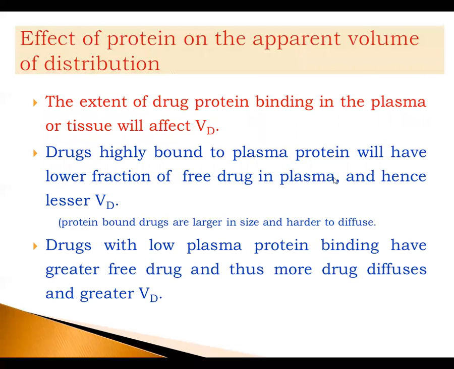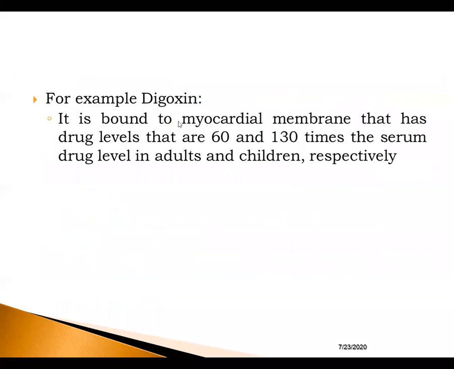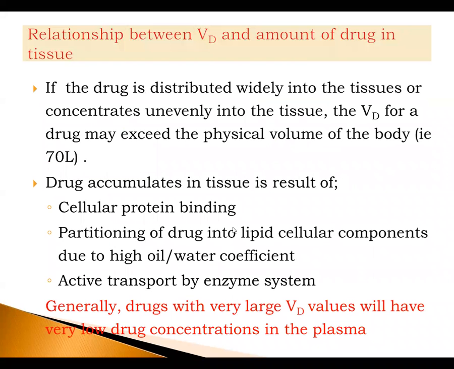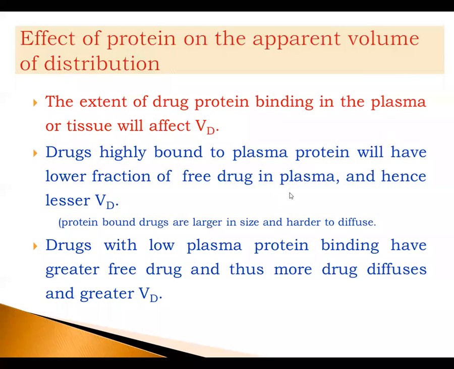So the next one is the effect of protein. What happens to the volume of distribution? I already revised it before also. Drugs start binding to protein, and this protein can be plasma protein or tissue protein. So this is the extent of drug protein binding in the plasma or tissue. When I say drug binding to protein, don't just imagine plasma protein. In the previous slide I told you, even cellular protein, which is outside the systemic circulation. So protein binding can happen at the plasma level and at the tissue level.